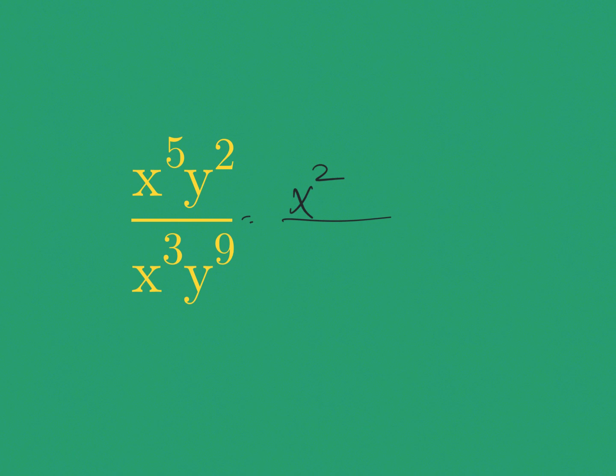Where's your largest y? Bottom. Hold your y's on the bottom. 9 minus 2? 7. y to the 7th. And that's it. Took care of our x's, took care of our y's. We have positive exponents in the end, and that's what we like. Can't leave negative exponents in our answer. Pretty straightforward there.